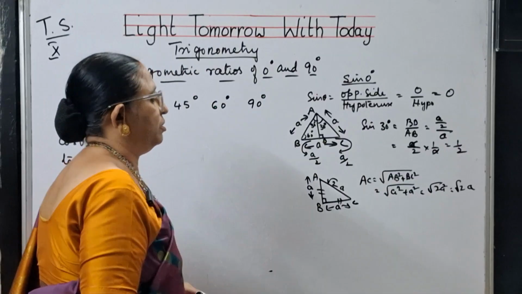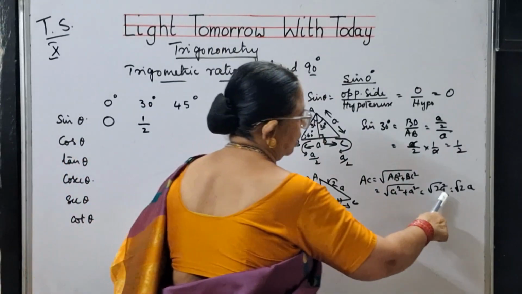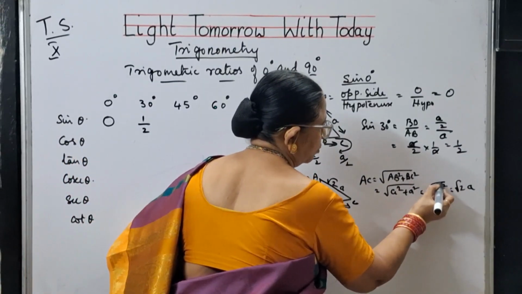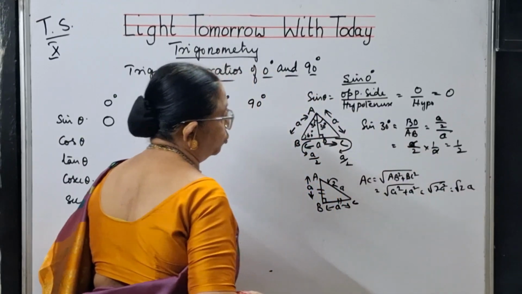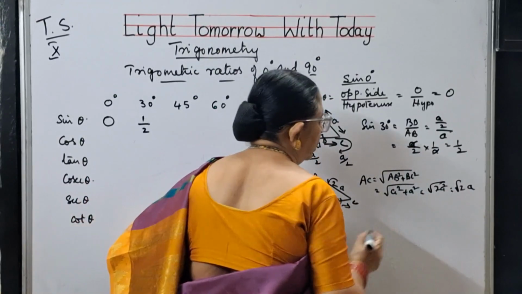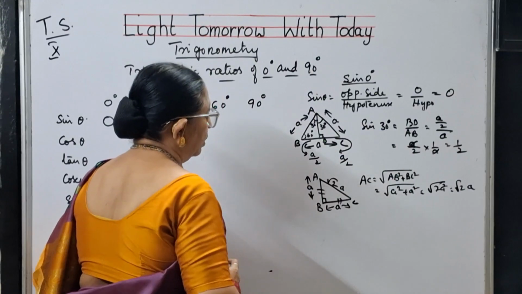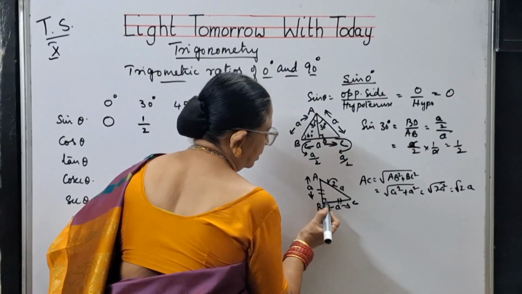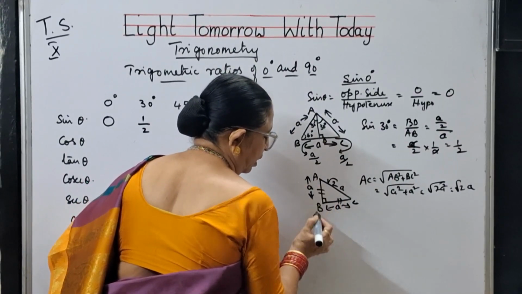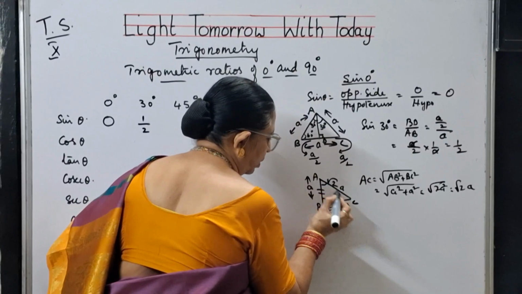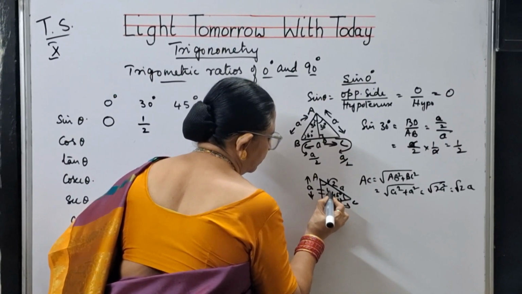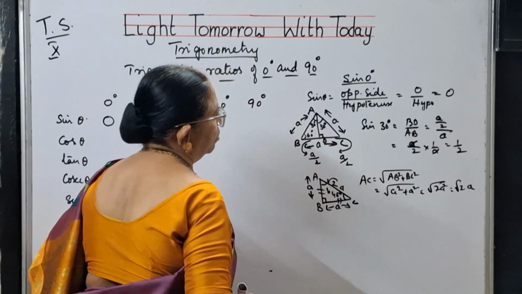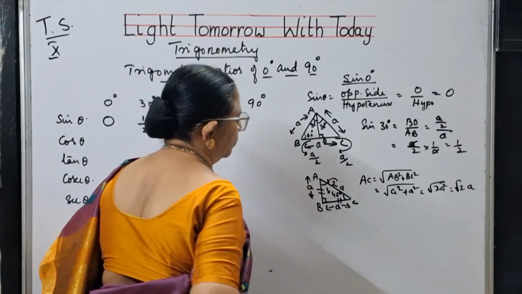I hope I am clear, children. This a square with the square root will be cancelled and 2 cannot be cancelled. So 2 should be taken under root only, root 2 a. Now here, if this is 90 degrees, it is a right angled isosceles triangle. That means these two angles are equal. So this angle is 45 degrees. Even this angle will also be 45 degrees. These two are 45 degrees.